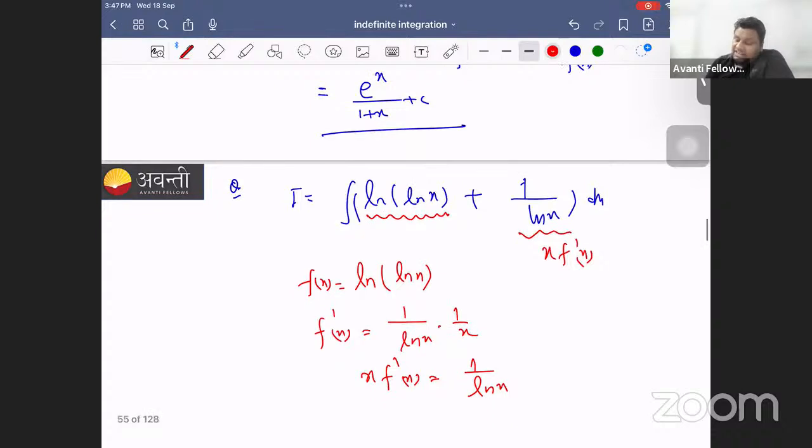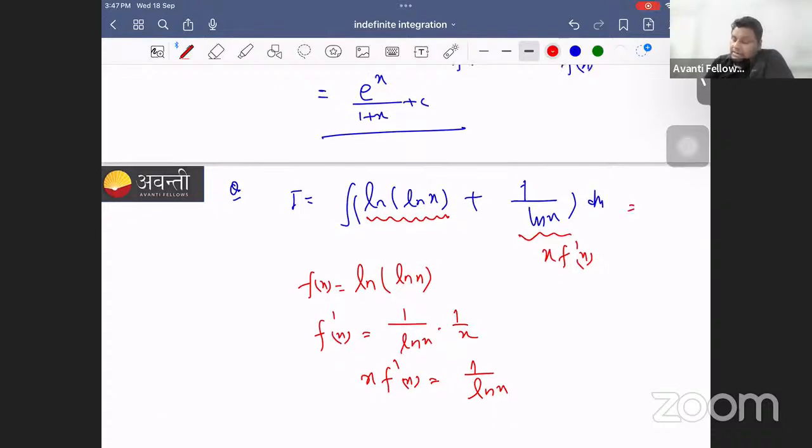Answer comes what in such case? x f(x). That is x times ln of ln x. Got it?